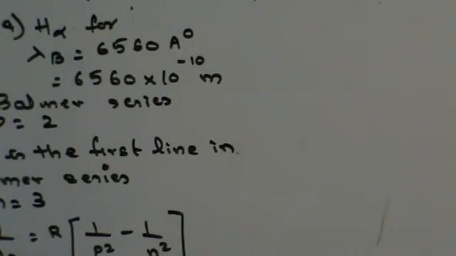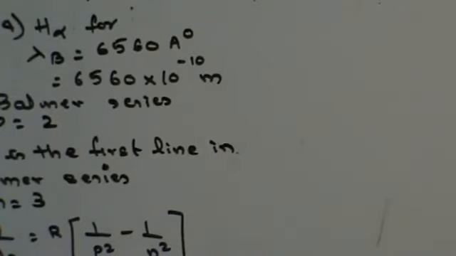Next they have asked you to find out the first line of Paschen series. For Paschen series, I can say that p is equal to 3, and for the first line, n will be equal to 4, so 1 upon lambda P is R times 1 upon p square minus 1 upon n square. So that is what will be your answer.